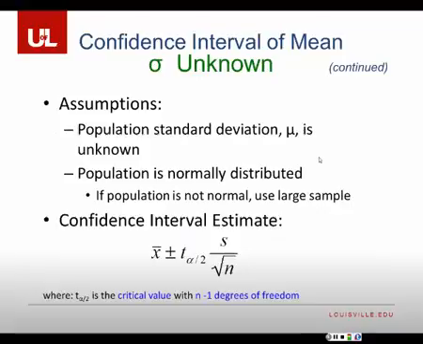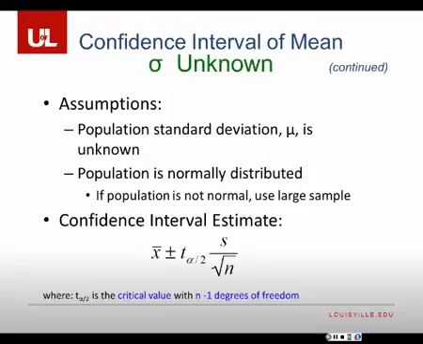Now you're going to notice that it looks really similar to what we just saw. Here's x bar. Here is our level of significance, right? Our critical value. Here's that square root of n. And here is the sample standard deviation. So in words, it's actually the same. In words, it's still point estimate plus or minus the margin of error. In words, it's exactly the same.